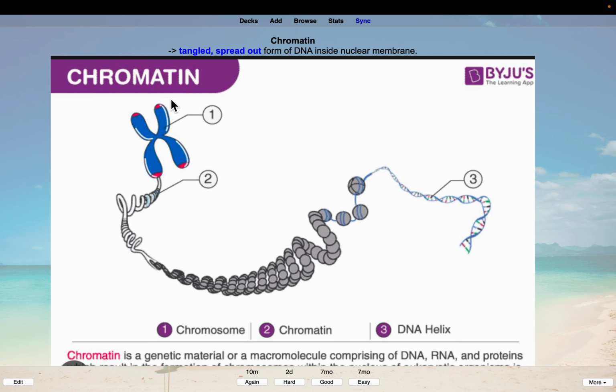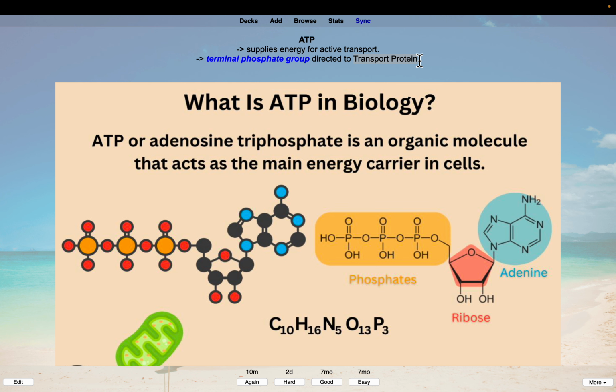Okay, what is ATP? It supplies energy for active transport, and its terminal phosphate group is directed to the transport protein. Again, the transport protein is used by ATP so that substances or molecules such as glucose can be transported from inside to outside and vice versa. Okay.